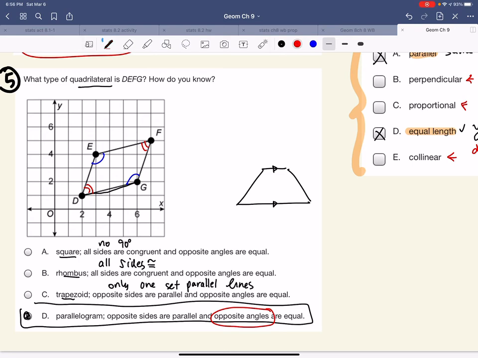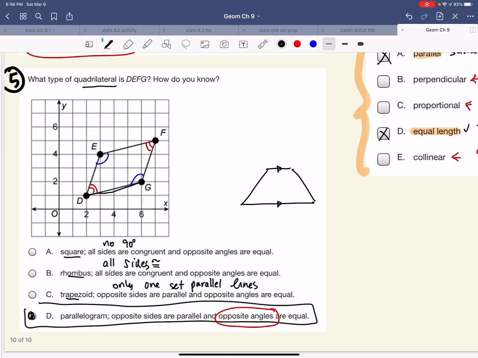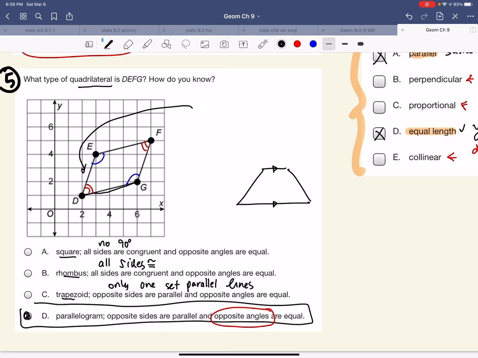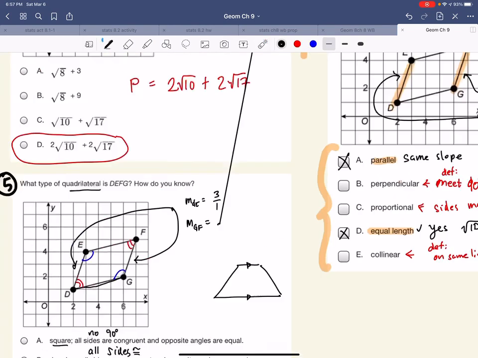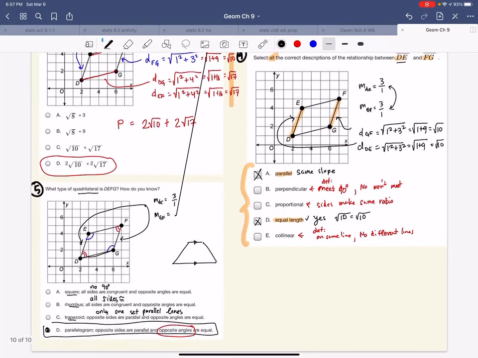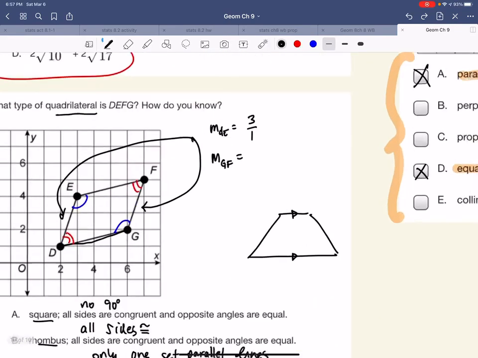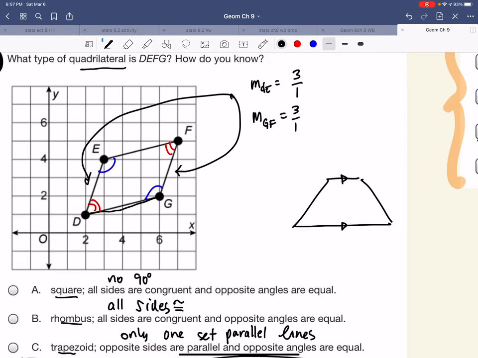So let's confirm that. What is the slope? If the opposite sides are parallel, then the slope of DE is, it looks like I rise 3, run 1. So that's my slope. What's the slope of GF? It looks like I rise 3, run 1. Oh, sorry about that. Right? Rise 3, run 1.